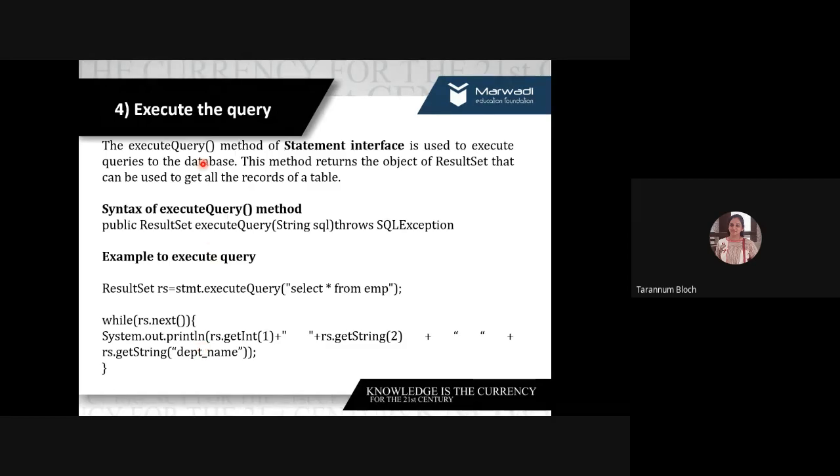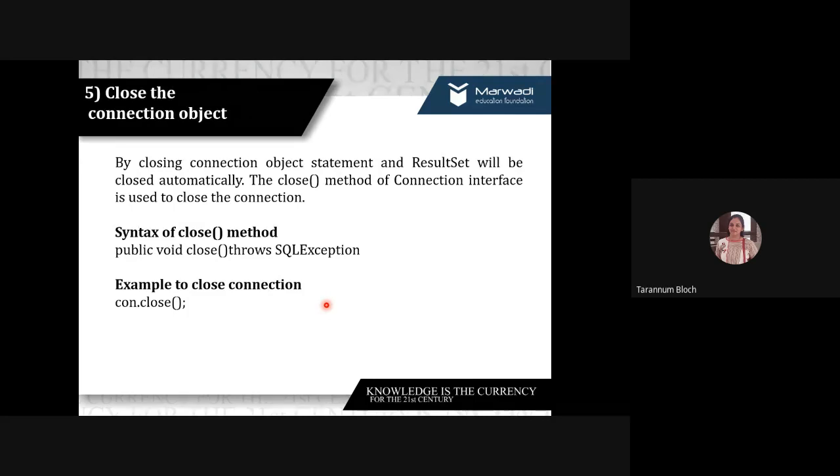So in execute, we have 3 options, but we are focusing on 2. We will use the executeQuery method if we have a select operation. And we'll use the executeUpdate method if we have insert, update, or delete. Is it clear? Right? And step number 5 is close the connection.